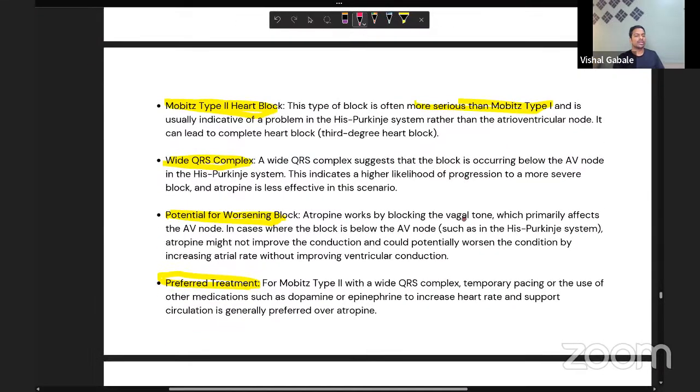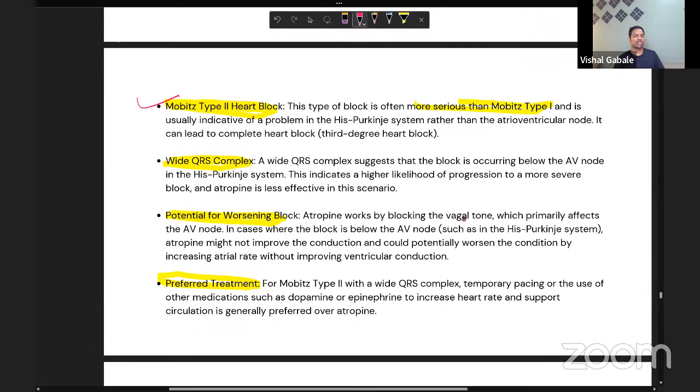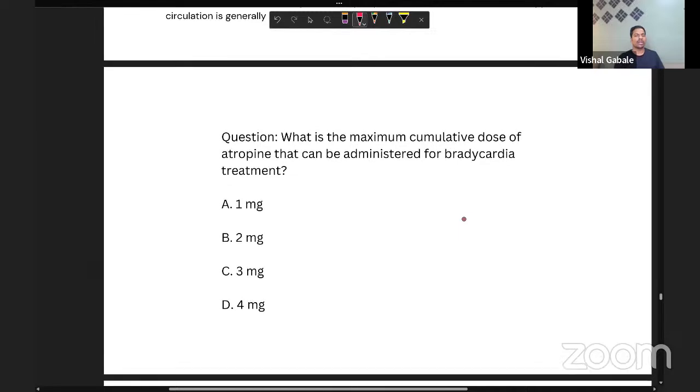Okay. So here you can see Mobitz type 2 heart block. This type of block is typically more serious than Mobitz type 1, and that's why we have to treat with the pacemaker itself. Now answer this one, guys. We will come to the heart block again, don't worry. What is the maximum cumulative dose of atropine?